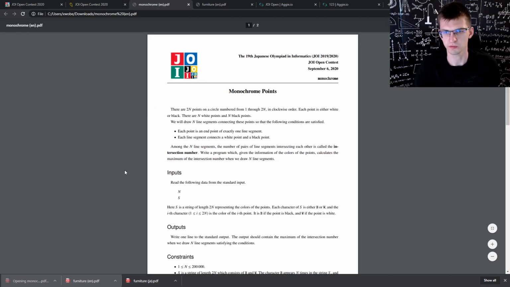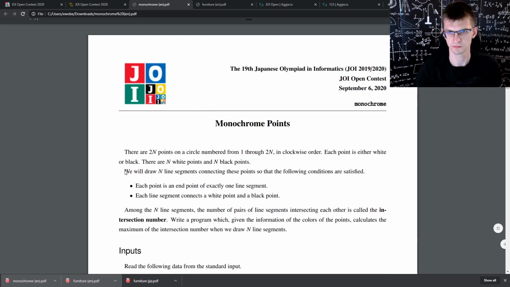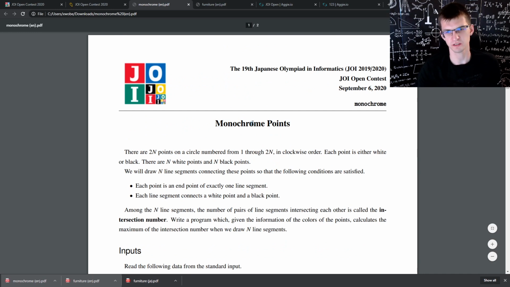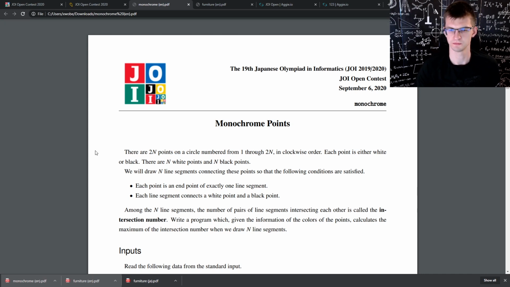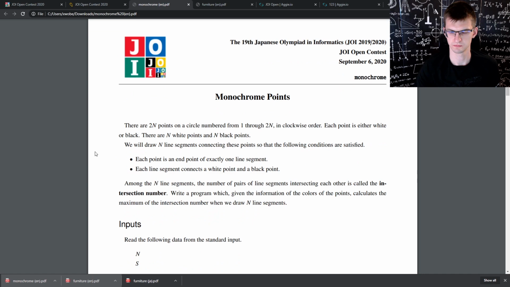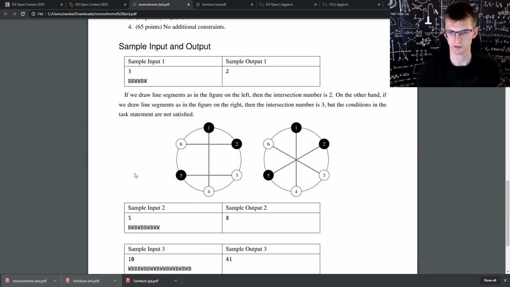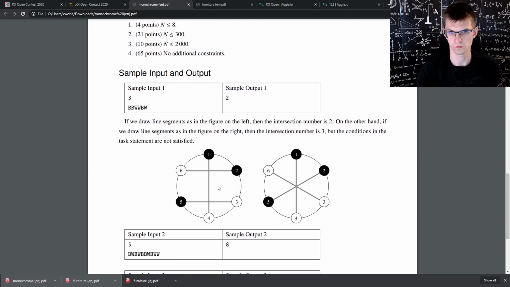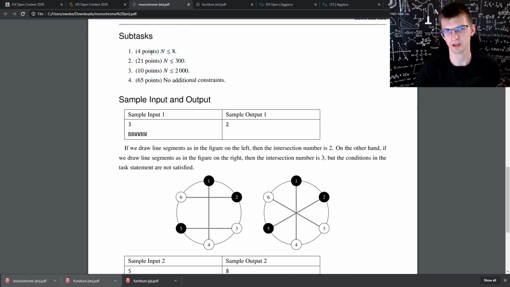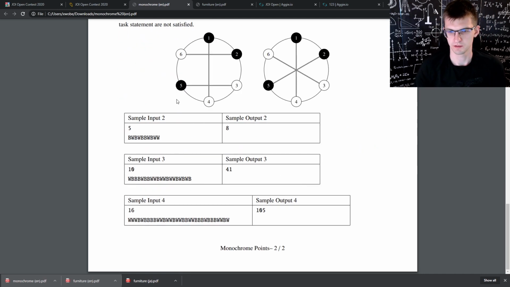Second problem, monochrome. I solved the first one fast because there was something similar in a Polish competition. And white points and black points in a circle. Maximize the number of intersections. Do we have a drawing? A bit boring subtasks, but more interesting now. More drawings? No.